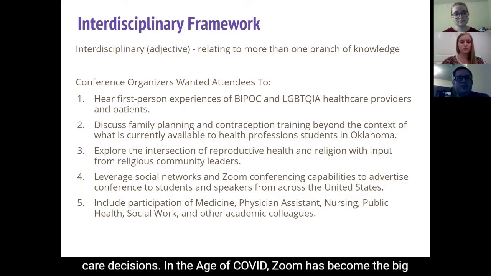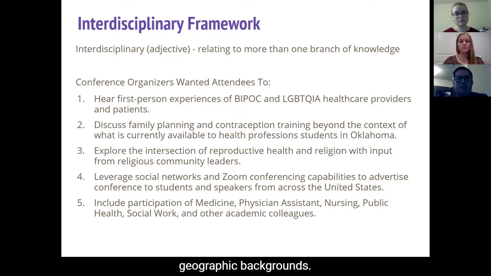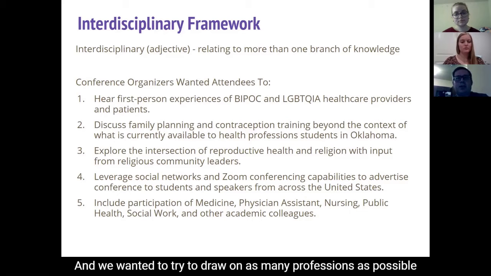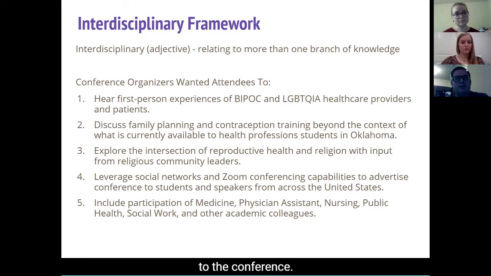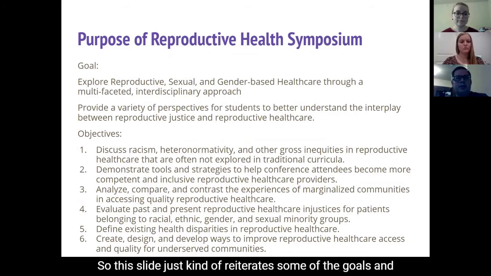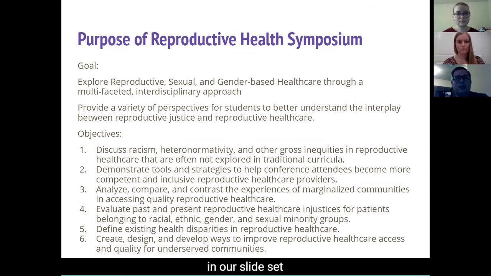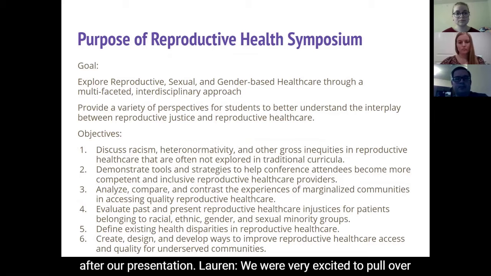In the age of COVID, Zoom has become the big conferencing tool, and we definitely leveraged that extremely well to increase the attendees coming from all different geographic backgrounds. We wanted to draw in as many professions as possible outside of medicine, so physician assisting, nursing, public health, social work, as well as other academic colleagues to the conference. This slide reiterates some of the goals and objectives that we have. Feel free to review this in our slide set after our presentation.